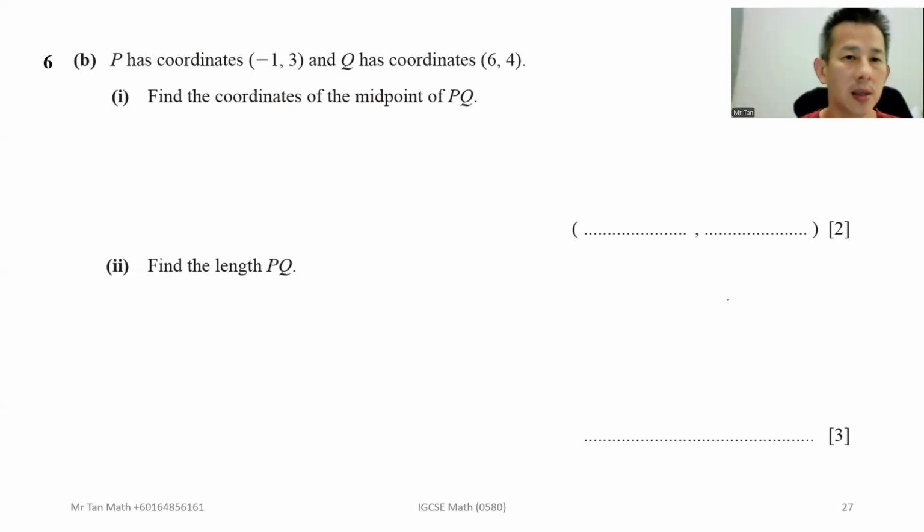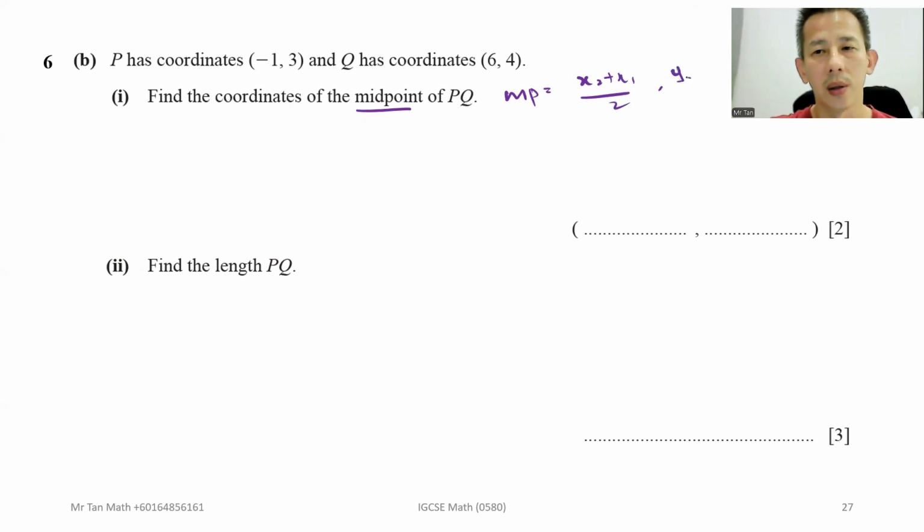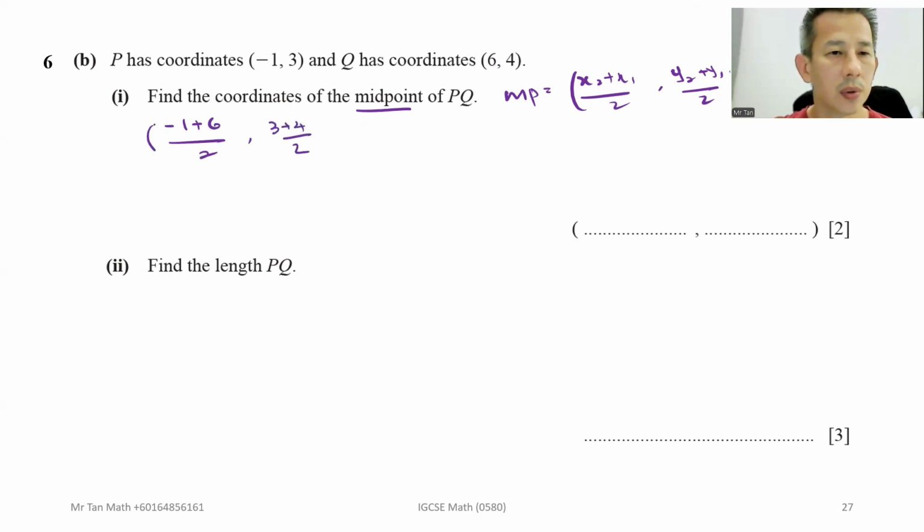Number 6b, P has coordinates of negative 1, 3, and Q has coordinates of 6, 4. Find the coordinates of the midpoint. So for the midpoint, just take x2 plus x1 over 2, then y2 plus y1 over 2. So negative 1 plus 6 over 2, and then 3 plus 4 over 2. You should get 2.5 and 3.5.